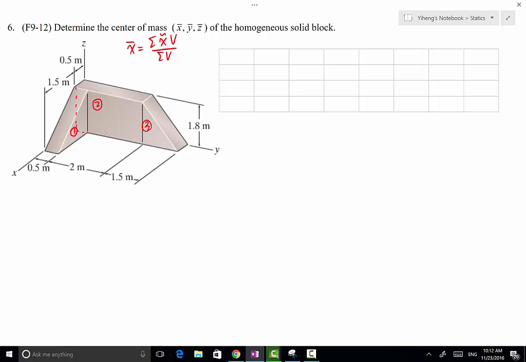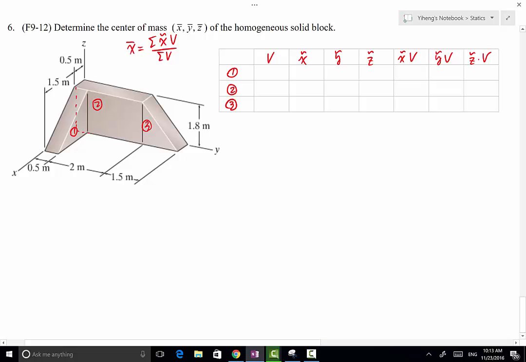So again, we're going to use this table to do the calculation. We have body number 1, 2, and 3, and we need to determine its volume, and then x tilde, y tilde, and z tilde for each of the component bodies. And then x tilde times v, y tilde times v, and then z tilde times v.